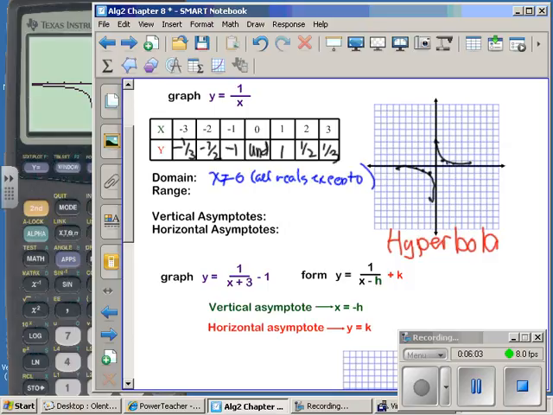All numbers except 0. Right. Can't be 0 either, right? Because we got an asymptote there too. Okay. So y can't be 0 there either.